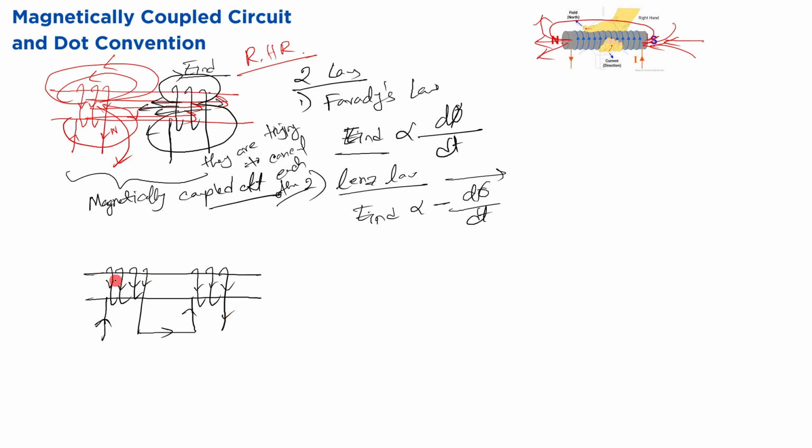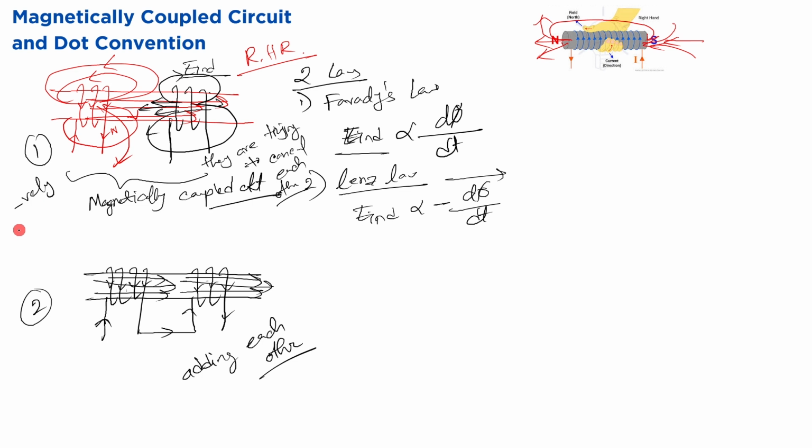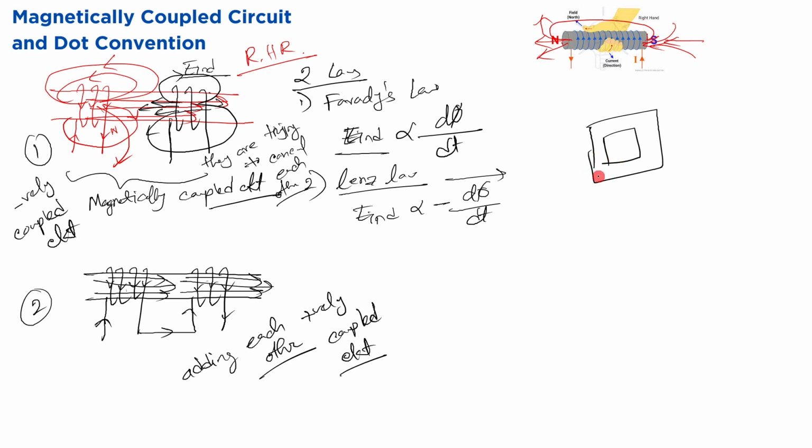Okay, what will happen? The flux will be generated like the previous case. It will be directed rightwards. In the second coil, if we apply the right hand rule, the flux will be generated rightwards as well. So we can see both the fluxes are adding each other. So in the first circuit, the fluxes were cancelling each other, and in the second circuit, they are adding each other. Therefore, the first circuit is called a negatively coupled circuit, and the second circuit is called a positively coupled circuit.